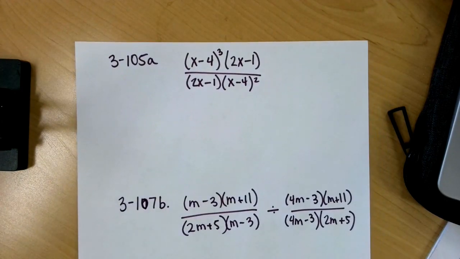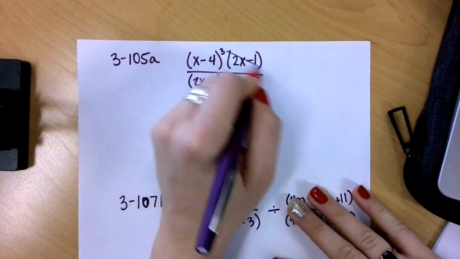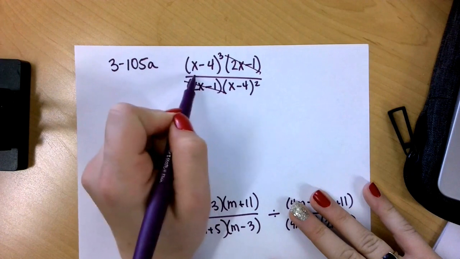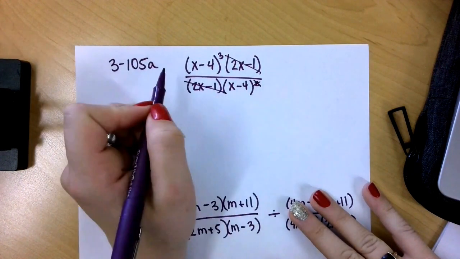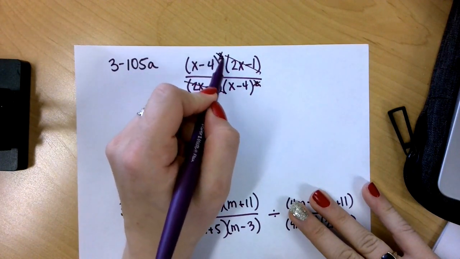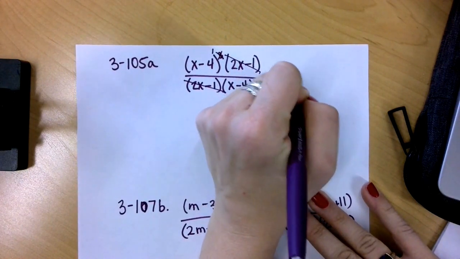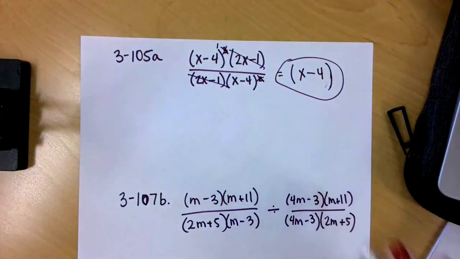For 3-105a, we're just simplifying. So again, you're looking for those giant ones, or when we have the same thing on the top and the bottom. So for example, I see a 2x minus 1 on top and bottom, so I'll cross those out. Then I have 3x minus 4's on top and 2 on the bottom. So if I cancel out 2 of them down here, I would cancel out 2 of them up here and be left with just 1. So my final answer is x minus 4.